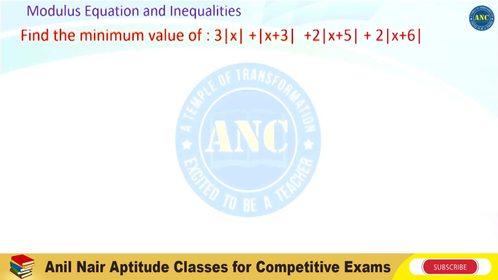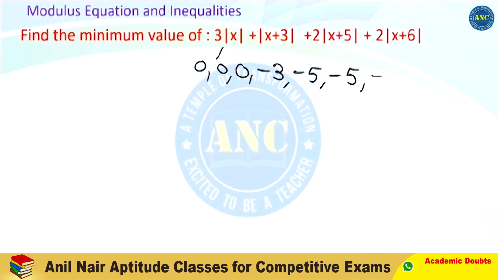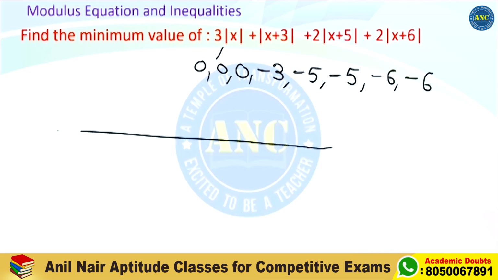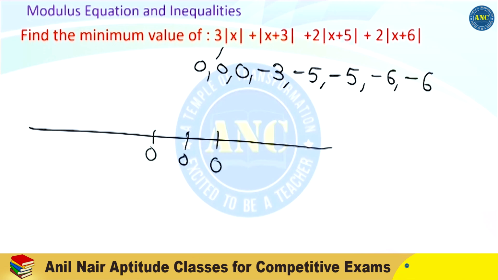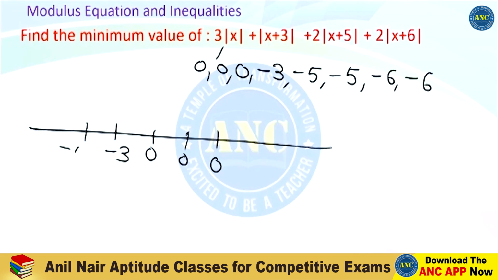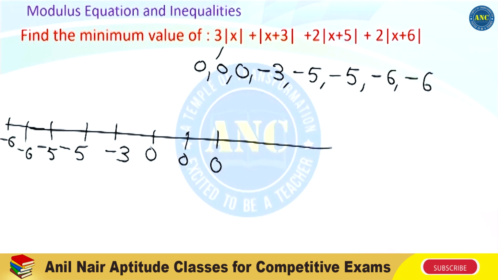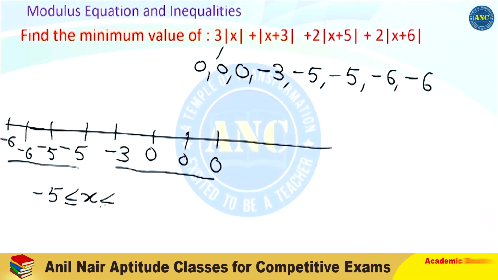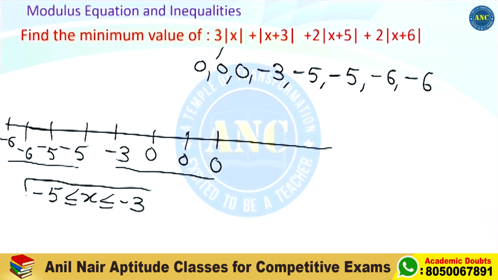3 mod x. I think we have solved this question. 0, 0, 0. These are nothing but minus 3, these are nothing but minus 5, minus 5, these are nothing but minus 6, minus 6. On a number line, these are nothing but 0, again 0. Here minus 3, here minus 5, minus 5, and minus 6 and minus 6. So if you see here, 4 to the left and 4 to the right. So the answer is nothing but minus 5 less than or equivalent to x less than or equivalent to minus 3.